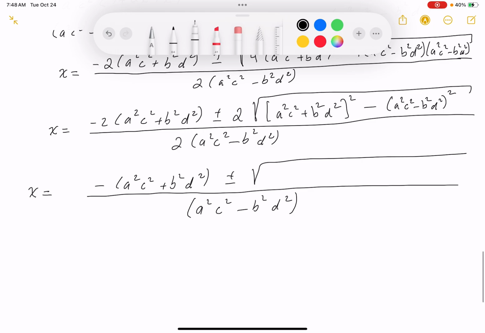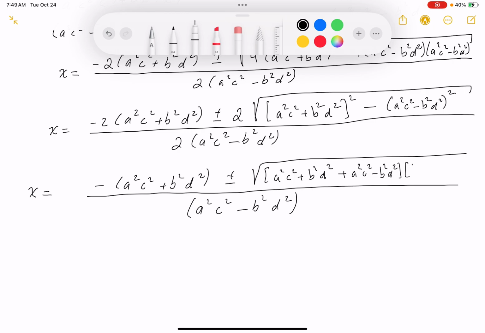All right, I'm going to factor that now. And the way I'm going to do that is just difference of perfect squares. So a squared c squared plus b squared d squared plus a squared c squared minus b squared d squared. Boy, it's a lot of writing. I don't know if I fit it in though.